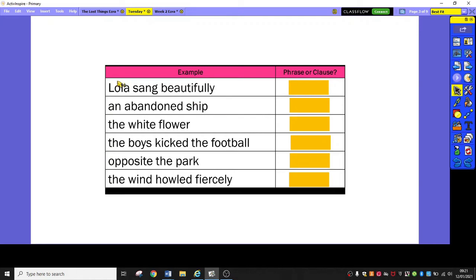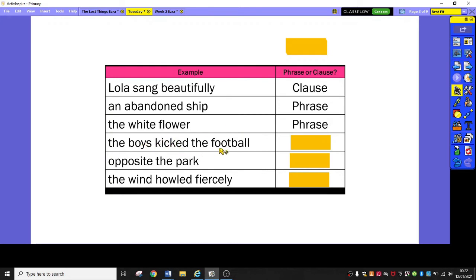Hopefully you've managed to do that by now. So Lola sang beautifully will of course be a clause, because sang is a verb. And abandoned ship, that is just descriptive, there's no verb in there, so that should be a phrase. The white flower, again, it's not doing anything, there's no verb within there, so it is just a phrase. But again, notice how they're descriptive, they're telling me about the flower and about the ship.